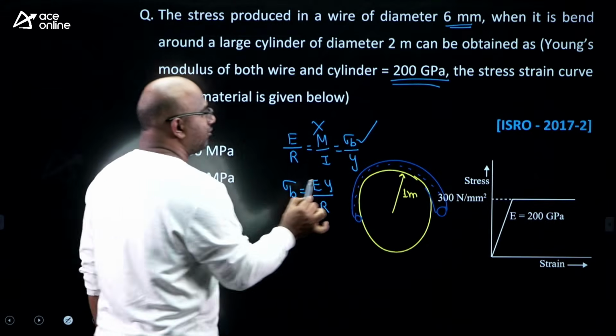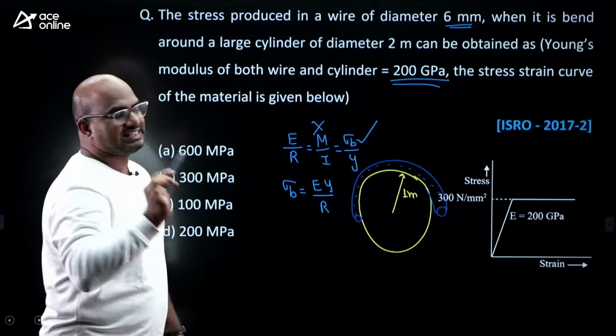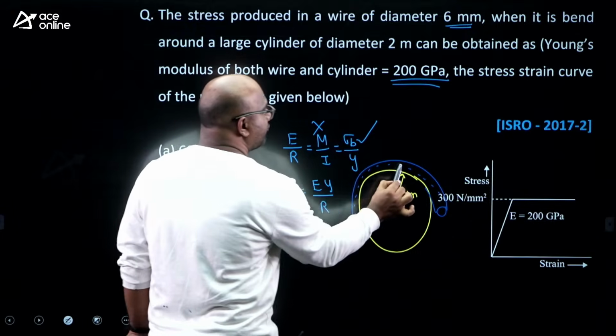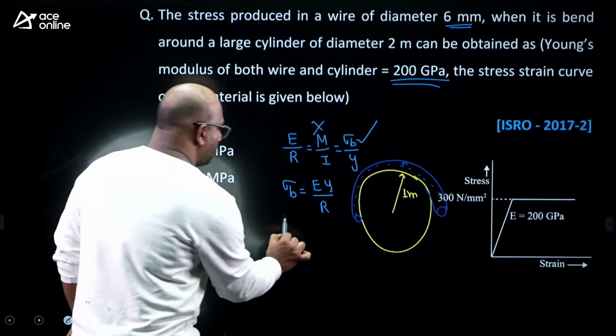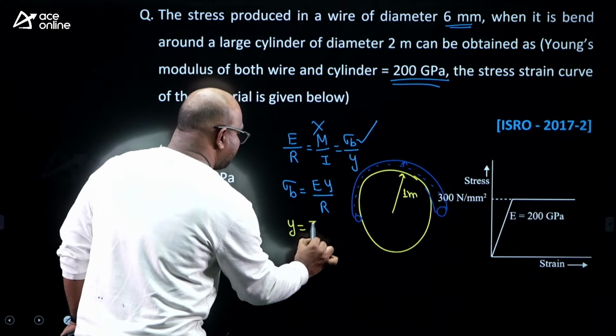So what is the y value, sir? Diameter is how much has given? 6. So y should be half of this one, guys. This is the y. So y equal to how much, guys? Y equal to, I can write 3.